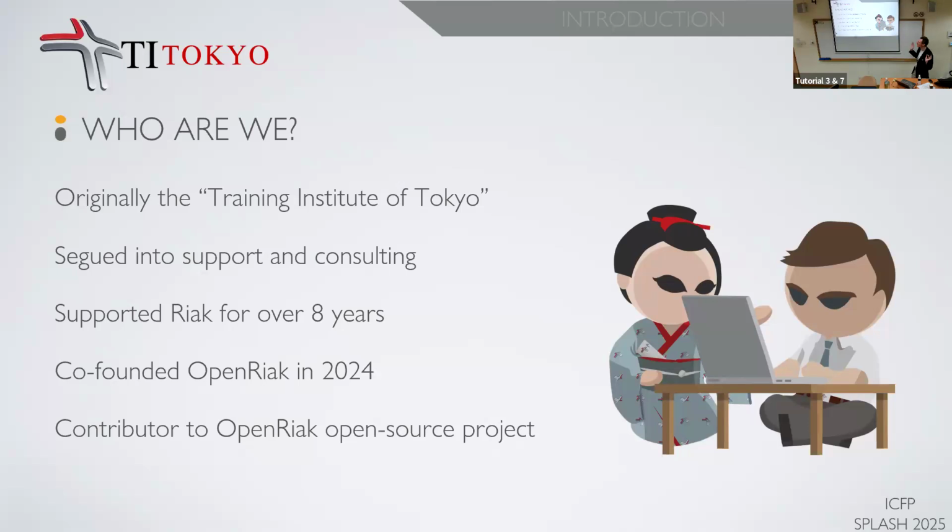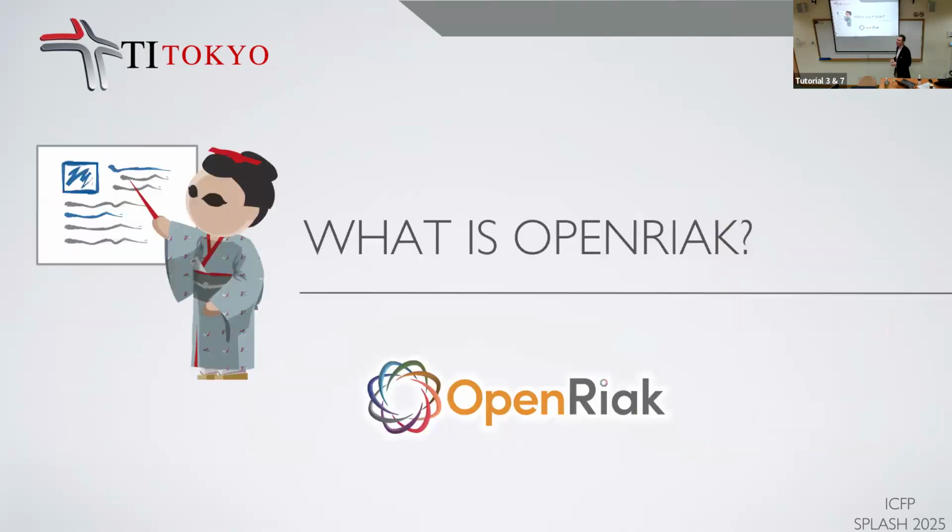Very briefly, yes, I talked about who I am. This is my company. I work here. Why are we here? Well, we did training, so we can teach a little bit. And we do stuff with Riak, which then became OpenRiak, and we help make stuff, and it's cool. So, what is OpenRiak, which might actually be relevant to quite a few people here today?